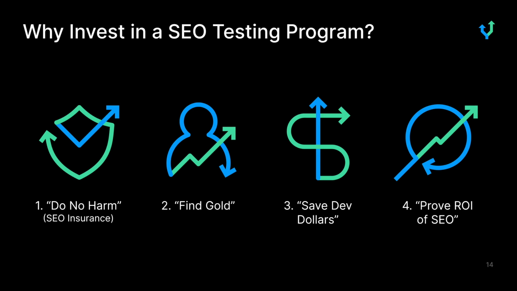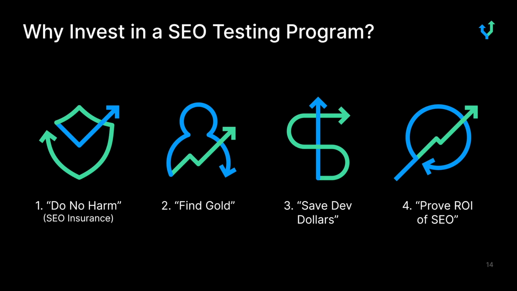So for number 1, do no harm, this is a really important reason to make sure you're testing things before pushing to prod. We spend so much time as SEOs scratching and clawing to try to get to the top of Google, and we work so hard for our traffic gains that we want to make sure when we launch new code or push new initiatives to dev, we're not breaking anything.